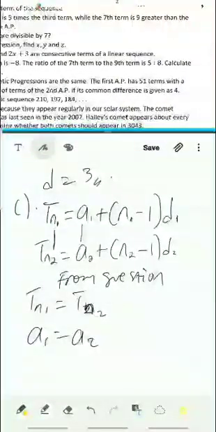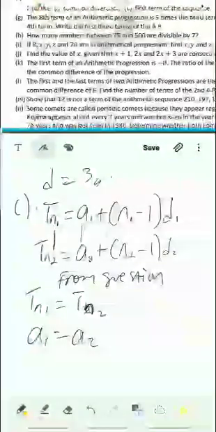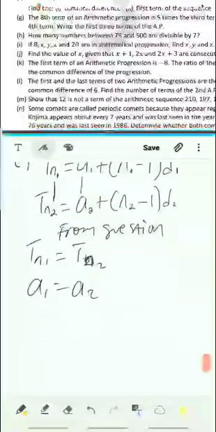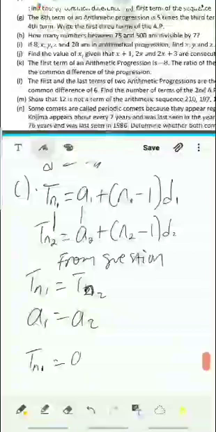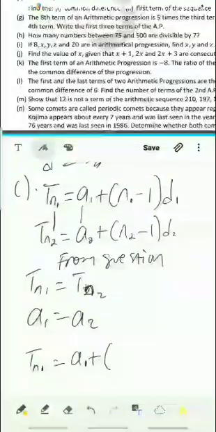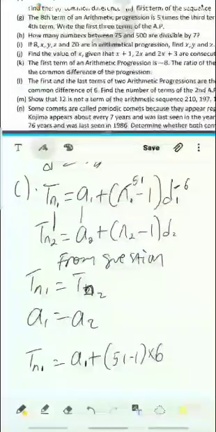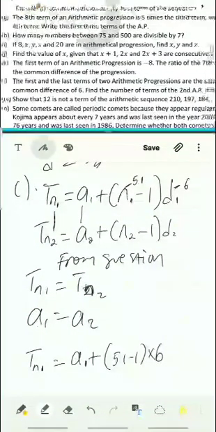The first AP has 51 terms with a common difference of 6. So this first one has 51 terms. So Tn1 is equal to A1 plus N of this one, which is 51, with common difference of 6. So if you put that into this now, you have 51 minus 1 multiplied by 6. Let's look for any clue for the second term.